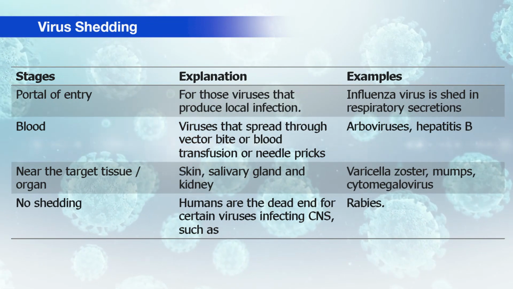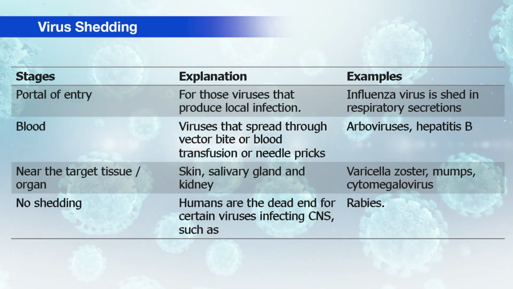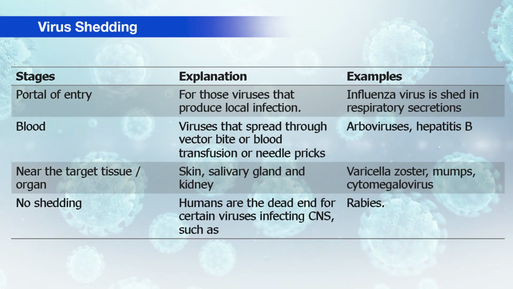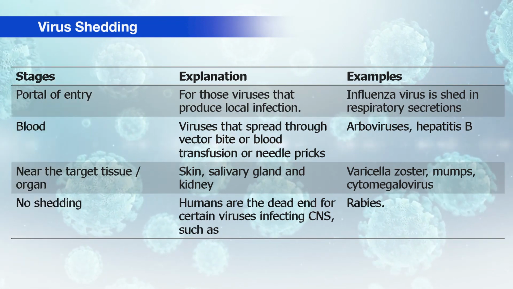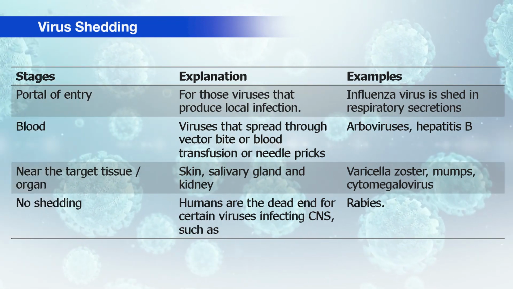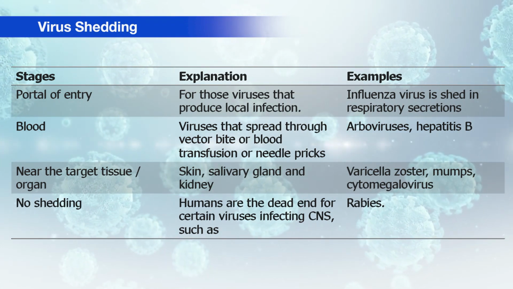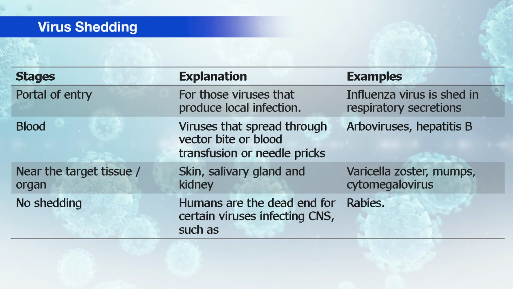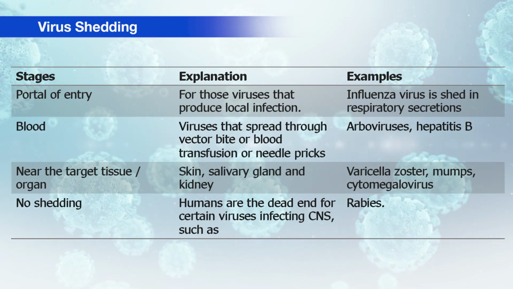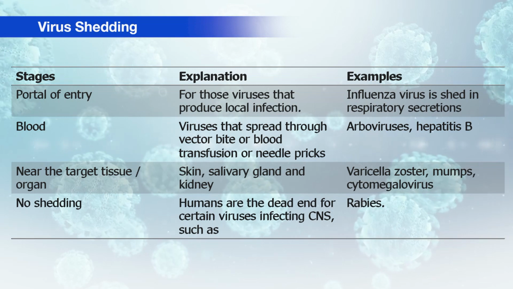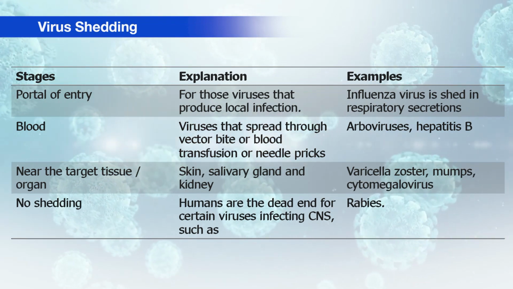Now, through blood, it can be either through a vector bite or through transfusion or needle pricks, that you can observe in hepatitis B virus or arboviruses. Virus shedding near the target tissue is seen in examples of varicella zoster, mumps or cytomegalovirus, which is nearby the skin, salivary gland or kidney.